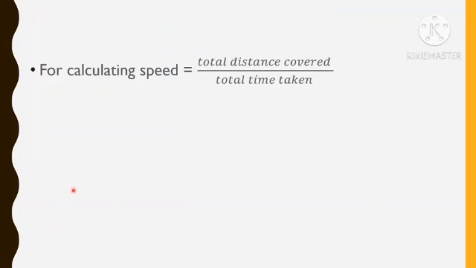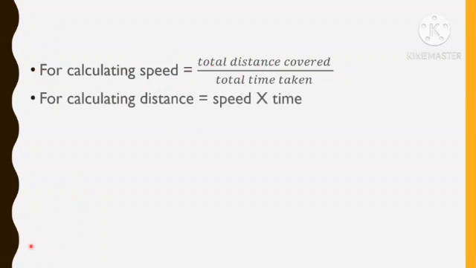Now, how to calculate different things, like how to calculate speed, distance, and time. If in your exam a question comes where distance and time are given to you and you have to find the speed, then the formula is this. For calculating speed, speed equals total distance covered divided by total time taken. And if you have to calculate the distance, and by chance only speed and time are given, then distance equals speed into time.